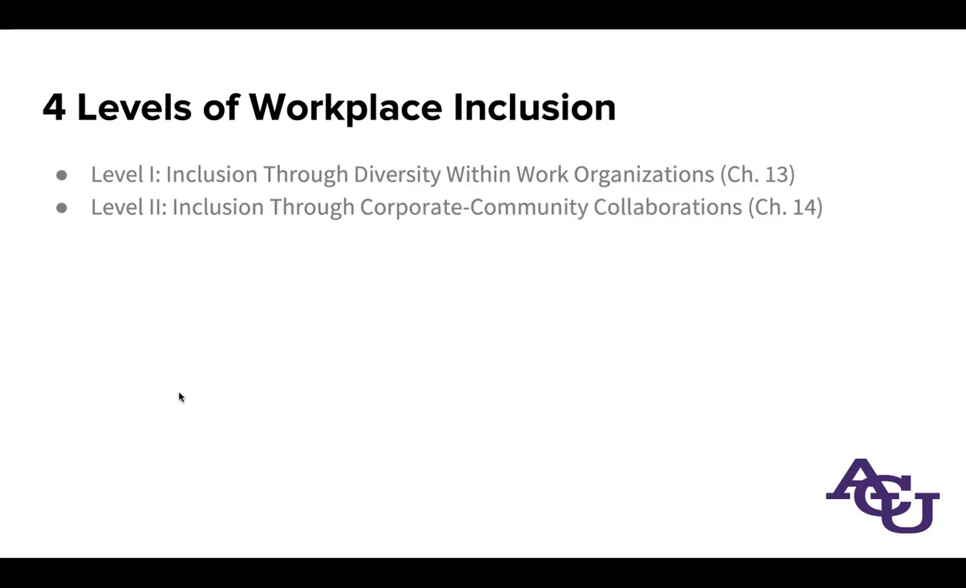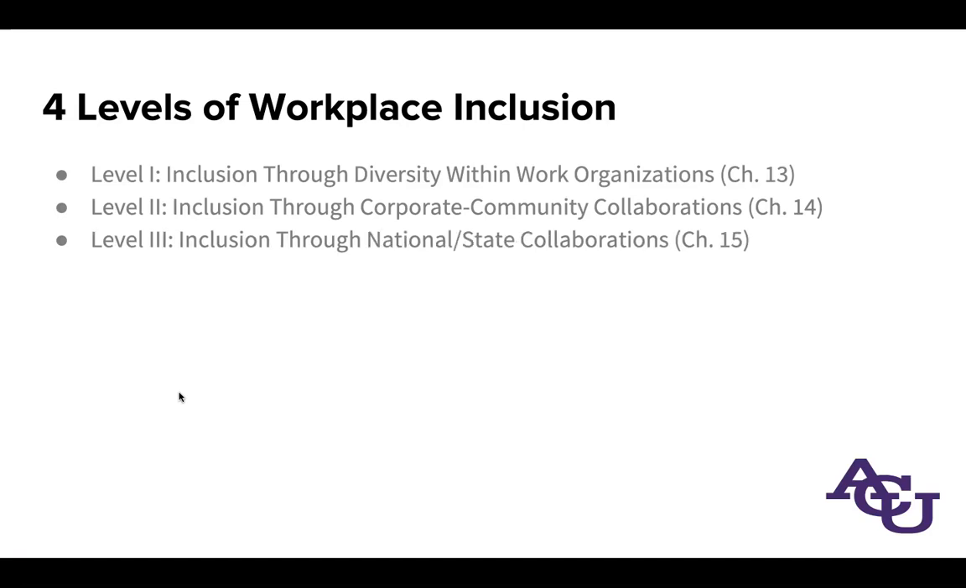Level 2 is inclusion through corporate community collaborations. This could involve the corporation and the town it's located in, or it could involve the professional society, perhaps. Level 3 is inclusion through national or state level collaborations. Now, with professional societies, that's something that can fit into level 2 or level 3. It kind of depends on how large they are, and are we talking about the regional office or chapter or the national one, and how much sway do they have. And level 4 is going to be inclusion through international collaborations.